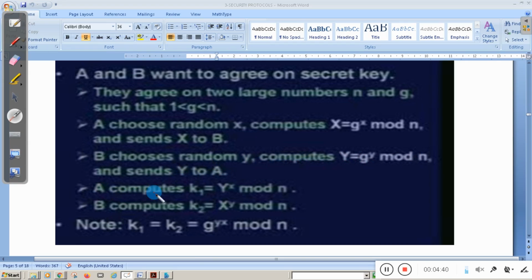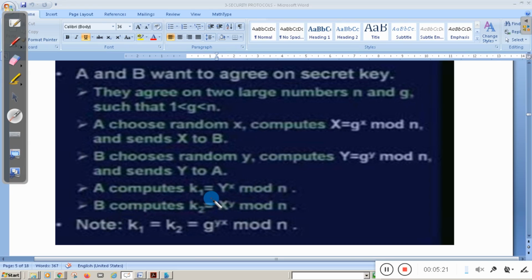Now A computes Y, the value received from B, raised to the power x mod n, because A chose the random number x. And B computes X raised to power y mod n. Let us call A's result k1, that is Y raised to power x mod n, and B's result k2, that is X raised to power y mod n.